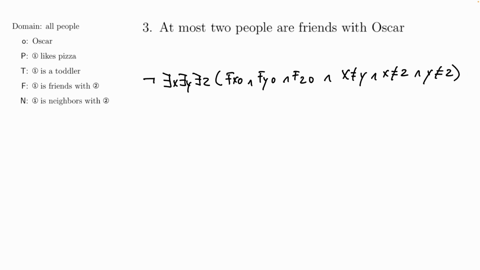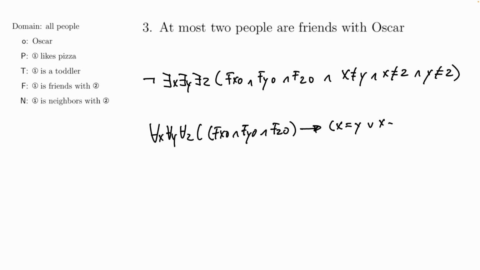So the other way of translating this sentence, which is ultimately equivalent to this one here, is to say, for all X, for all Y, for all Z, if X is friends with Oscar and Y is friends with Oscar and Z is friends with Oscar, if all 3 are friends with Oscar, then actually they can't really be 3 after all. It has to be that either X is equal to Y, or X is equal to Z, or Y is equal to Z. And this is another way of saying that at most 2 people are friends with Oscar.